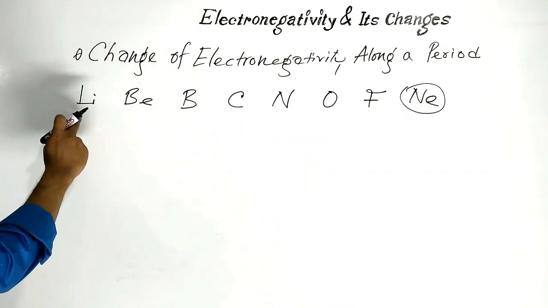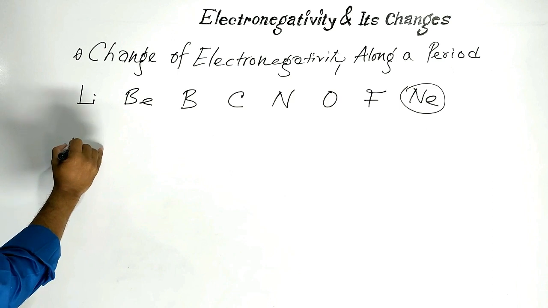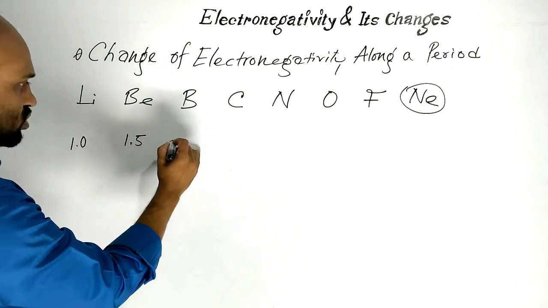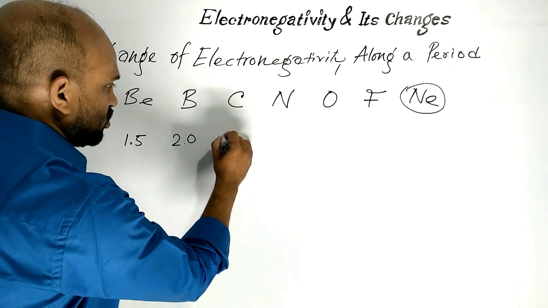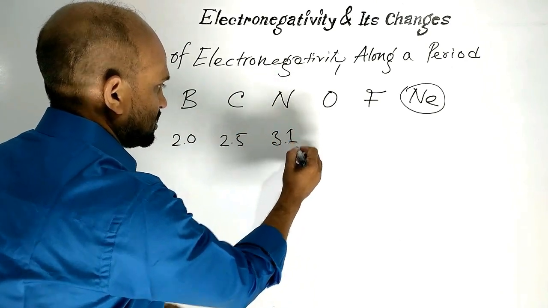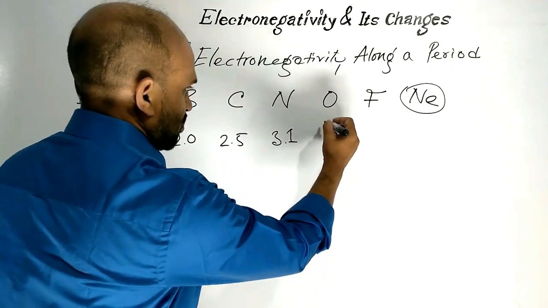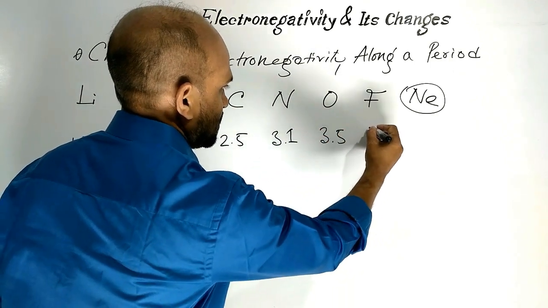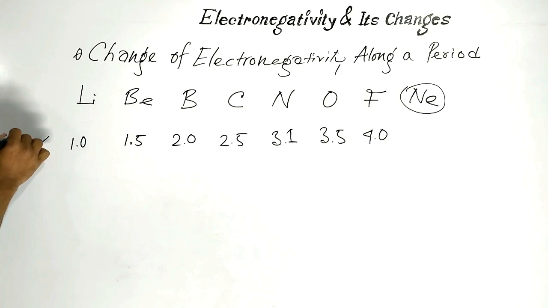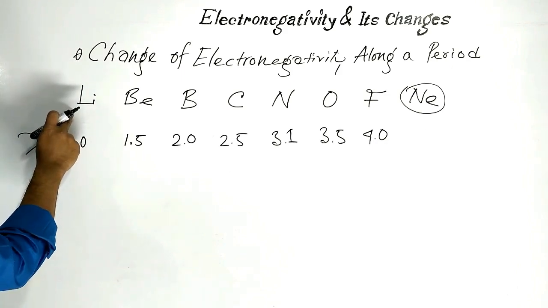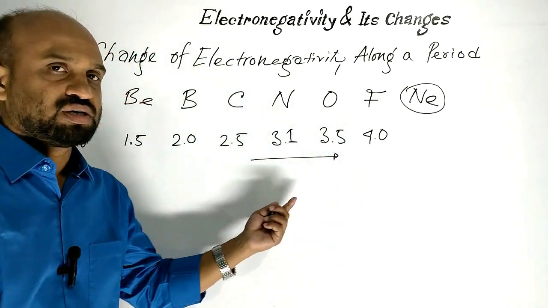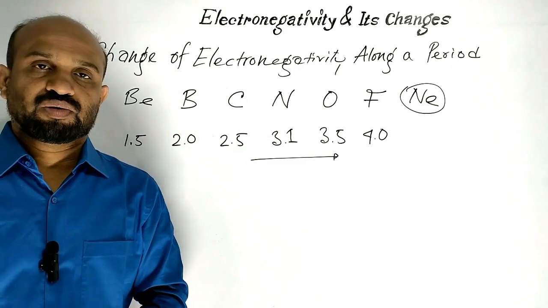Here, the electronegativity of lithium is 1.0, beryllium is 1.5, boron 2.0, carbon 2.5, nitrogen 3.0 or specifically 3.1, oxygen 3.5, and the electronegativity of fluorine is 4.0. That is, electronegativity increases from left to right along a period.